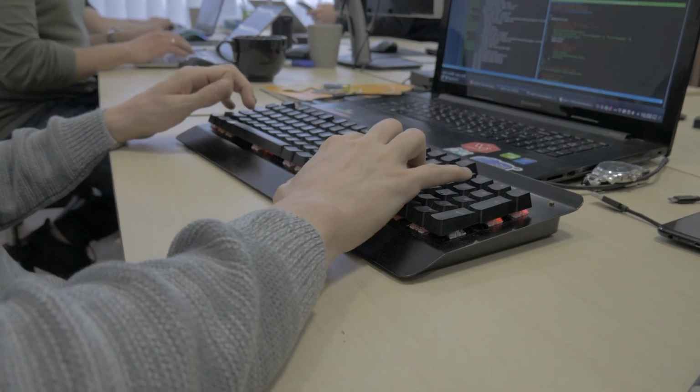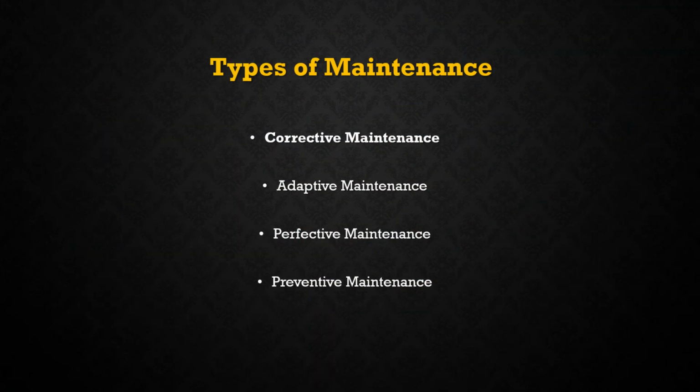Types of maintenance in software. Corrective maintenance. This type involves fixing defects or bugs found in the software after it has been deployed. It's focused on resolving issues that prevent the software from functioning correctly. Adaptive maintenance. This involves updating the software to ensure it remains compatible with changes in the environment, such as new operating systems, hardware, or third-party software updates.